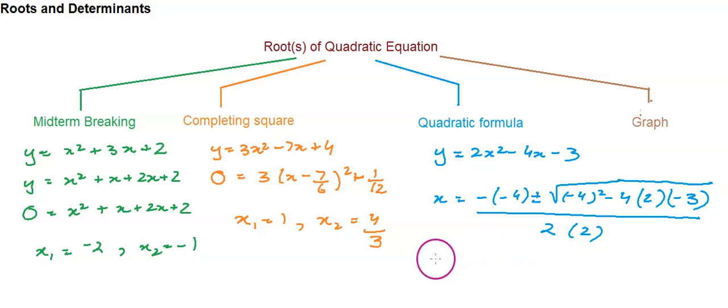So we'll get x1 equals 2.58, x2 equals minus 0.58. This means that the graph crosses the x-axis at 2.58 and minus 0.58.